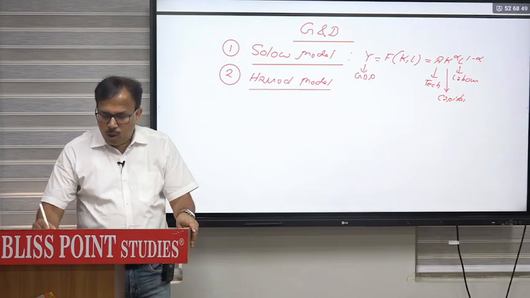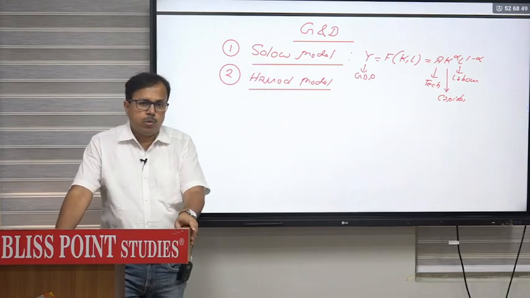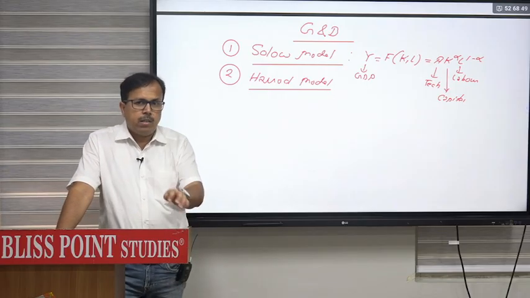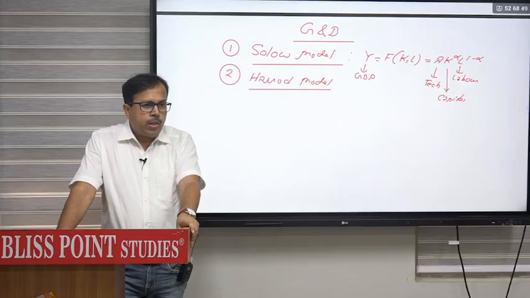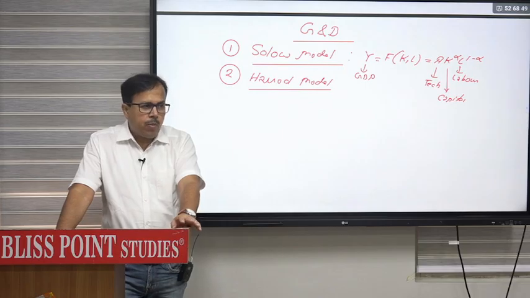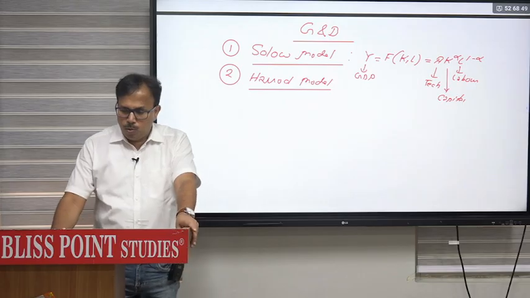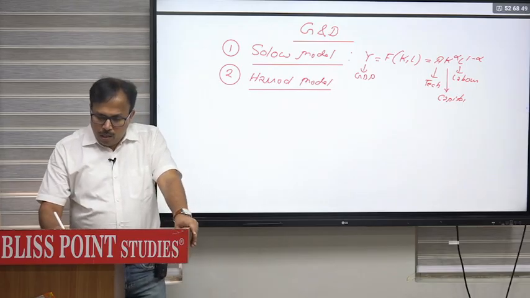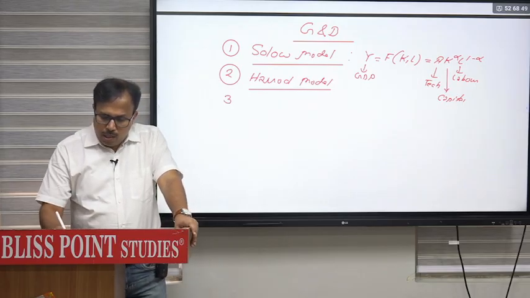Harrod model will talk about three different rates of growth: actual growth rate, warranted growth rate, and the natural growth rate. And if they differ, then what will be the impact? So what is the meaning of actual growth rate, what is warranted growth rate, and what is natural rate of growth? Third, Domar model.